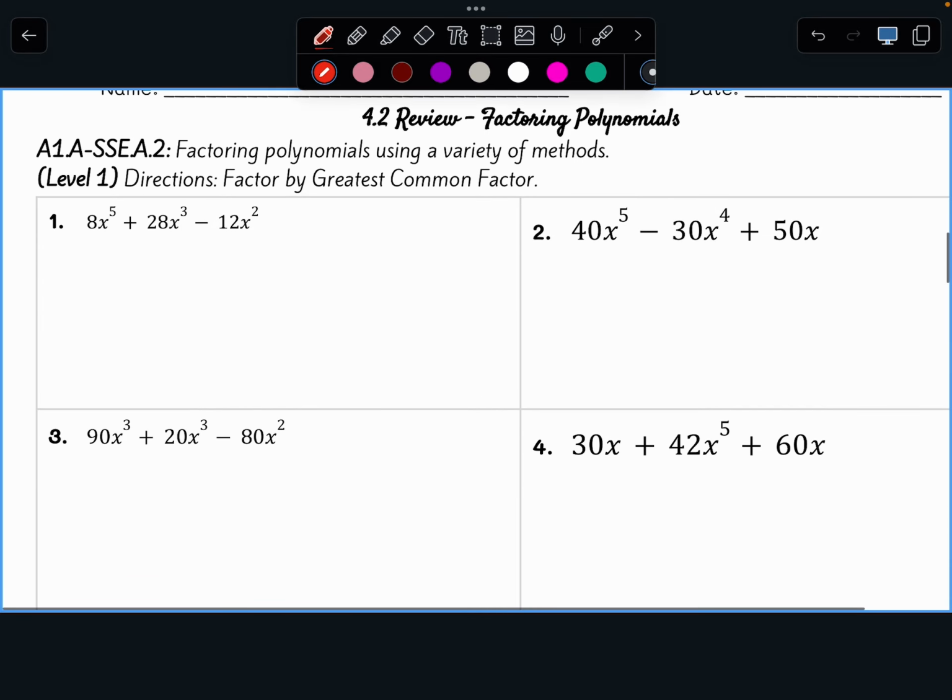Now we have the AC method. As soon as you have 3 terms, we're going to try to use the AC method.